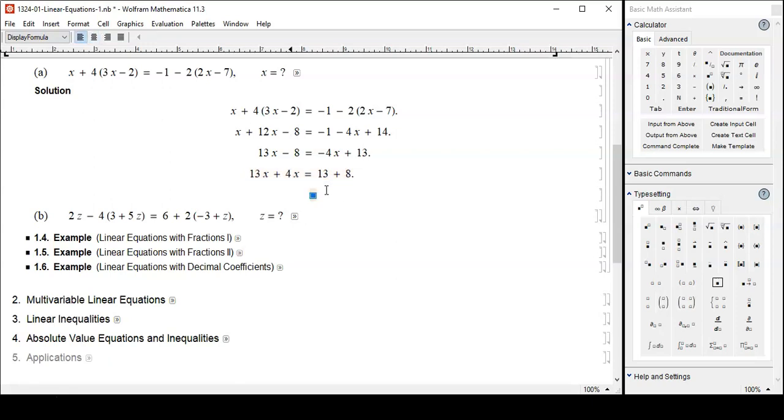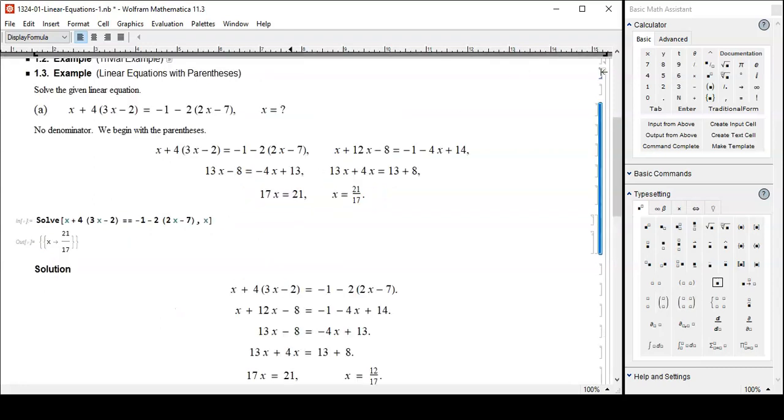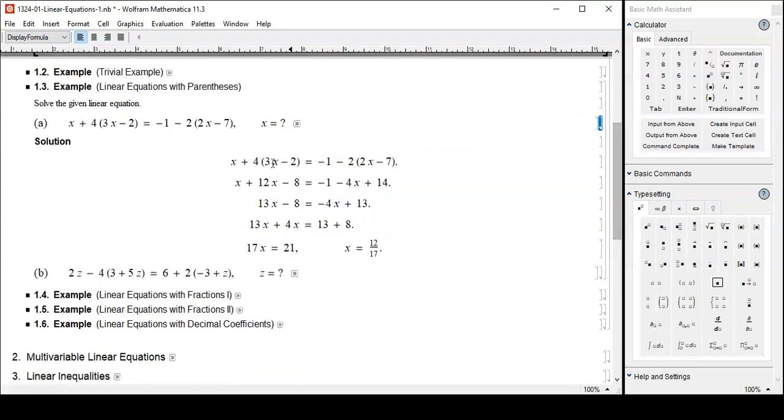In the end, what do we have? 13 plus 4, so 17x equals 21. X is therefore 21 over 17. There goes the final answer. Let's see, what did I do in my answer key here? Yes, the same computation. Remember this distribution at step 1. That's how to break a parenthesis correctly. And remember, circling the entire number, including the sign.